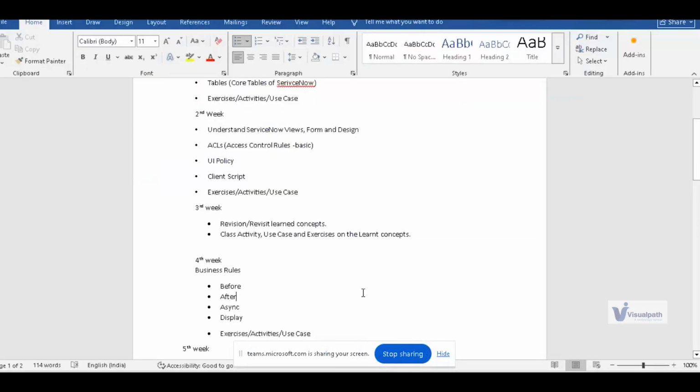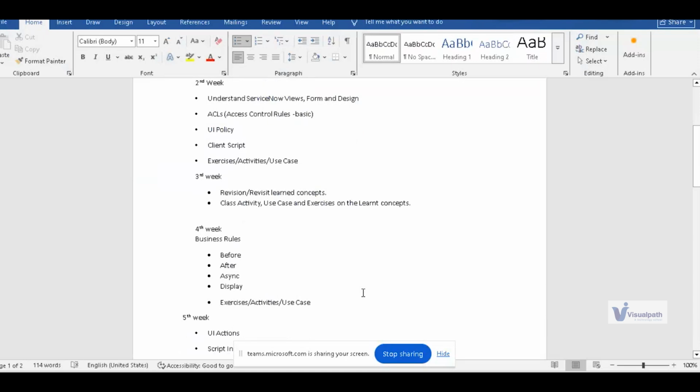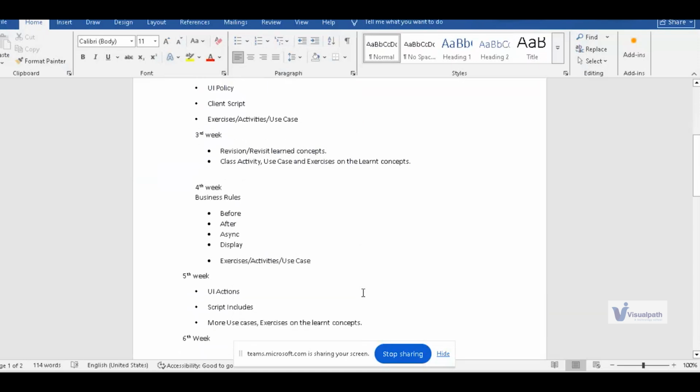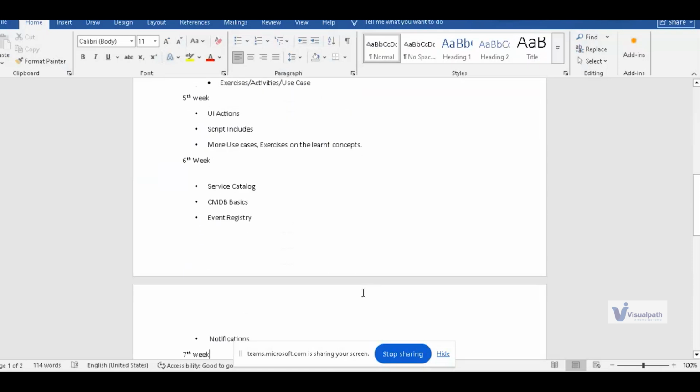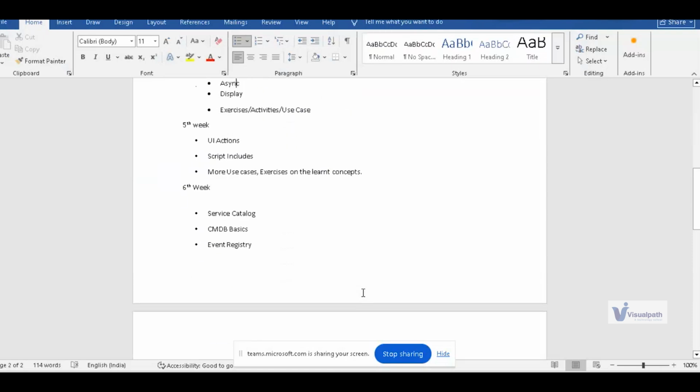From the fourth week, we will be doing the server side logics, and I'll be giving you exercises and use cases on them. In the fifth week, we will be doing the UI actions. That is also server side. Script includes are also server-side logics. UI actions can also be client-side, and we will be seeing a few cases for client-side as well. We will have more use cases and exercises.